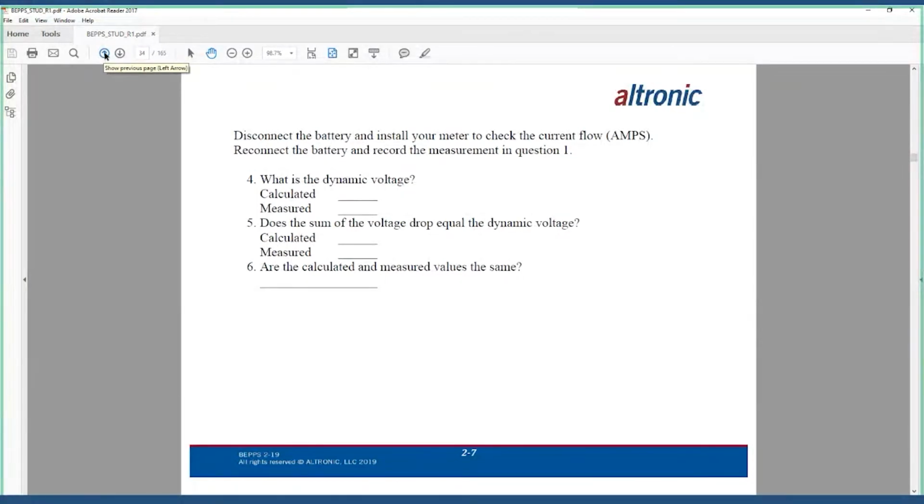So if we disconnect the battery and install the meter to check the current flow, this is where we would actually use our amp meter to try to measure the amperage of it. What the students would always find is there was always a little bit of drift, meaning they'd work out the math formulas perfect for this circuit, but when they started applying their meters and measuring these circuits, they're going to see that they're close to the math formulas, but there's always a little bit of drift.